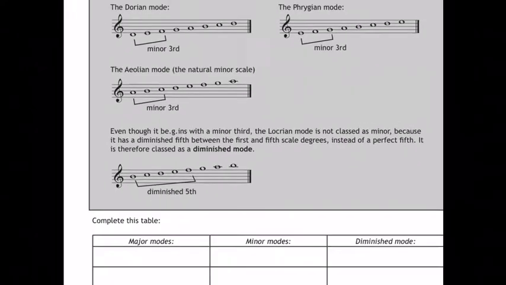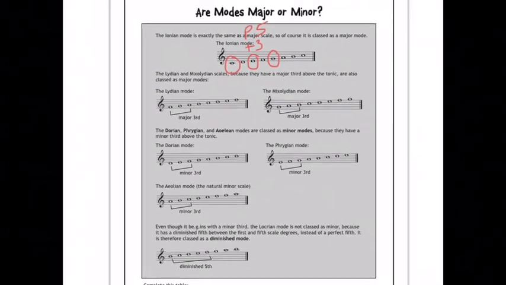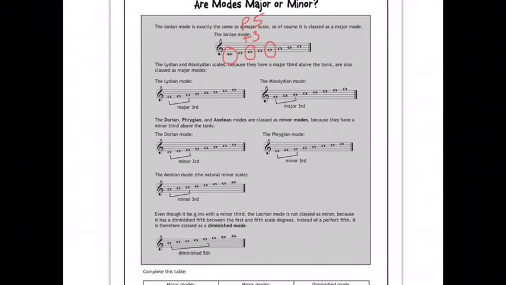Okay, so there you go. You have 3 major modes, 3 minor modes, and 1 diminished mode. In just the same way as you learned before, you have 3 major triads in a major scale, 3 minor triads in a major scale, and one diminished triad in a major scale. And they are all in the exact same spots. 1, 4, 5 are major, 2, 3, 6 are minor, the 7 is diminished.